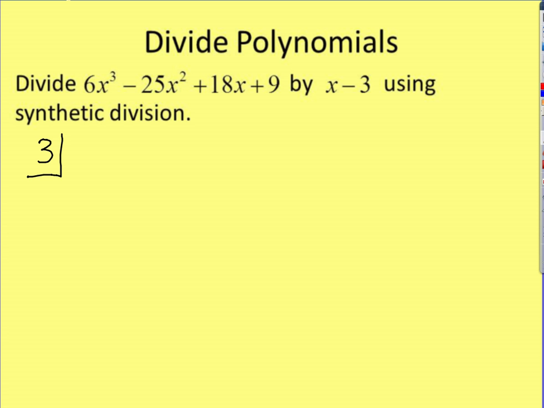Now you need to check what you are dividing and make sure that the exponents are in descending order and that none of the exponents are skipped. We go third, second, first, and then no exponent, which is in the correct order. If any of the exponents are missing, you will need to put in a 0 to hold its place. But since none of them are missing, we're just going to write down the coefficients.